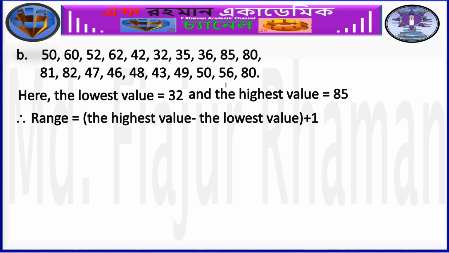Therefore, range is equal to the highest value minus the lowest value plus 1. The highest value is 85, minus lowest value 32, plus 1. 85 minus 32 is equal to 53. Thus we can write 85 minus 32 plus 1 is equal to 53 plus 1, which is equal to 54.